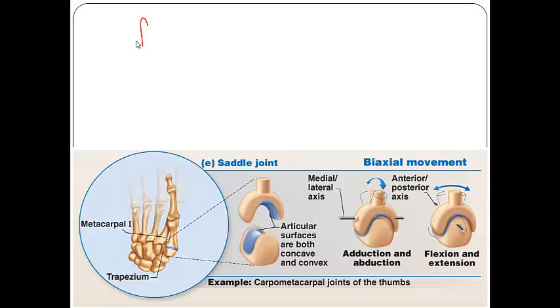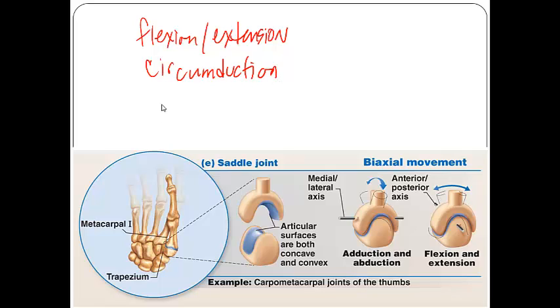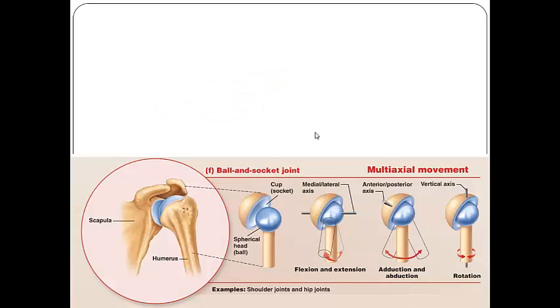It's going to allow for flexion, extension, as you can see on this slide. It allows for abduction and adduction. It also allows for circumduction as well as opposition of metacarpal 1. Remember from the last mini lecture that opposition is the movement of the thumb to the opposite or to another phalange.